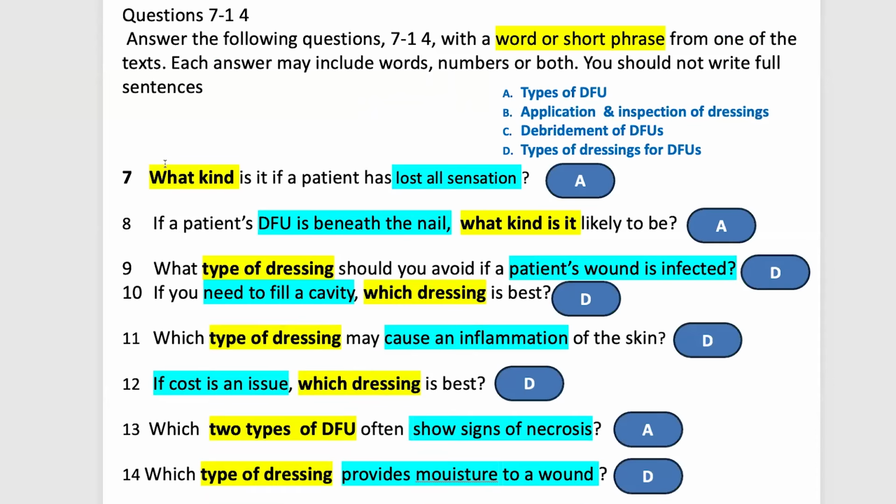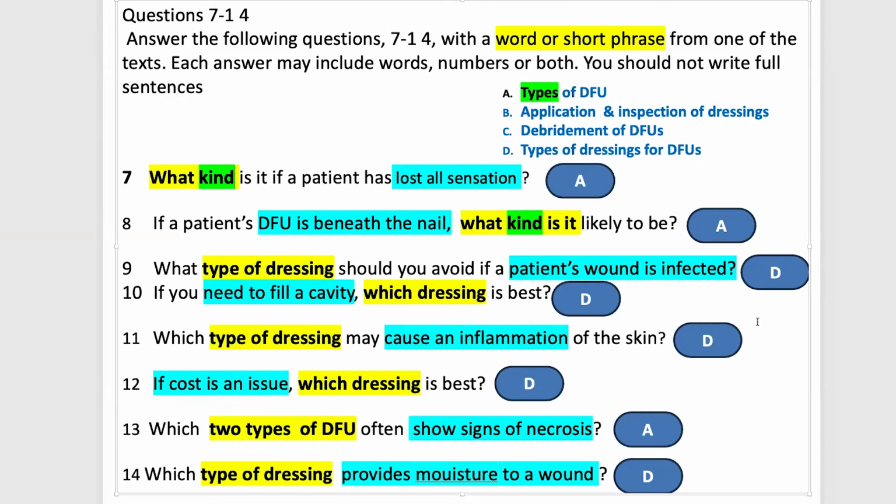Maybe this way. See now, 7. Lost all sensation. What kind is there? What kind? Kind means, again, types. Types is here in the first option, right? And see, if your person's DFU is beneath the nail. What kind? Again, kind is there. Kind is types. See how easy it is. So immediately you can swoop into that particular text. Okay? Just write this way in the initial stage. Don't answer. So that you get that analytical skill, you become competent. Then you can easily identify the things. So next time when you're competent, as soon as you see what kind, immediately you go to type A.